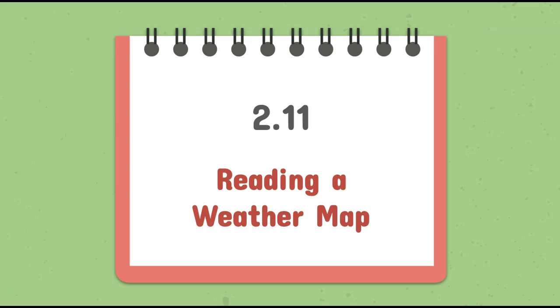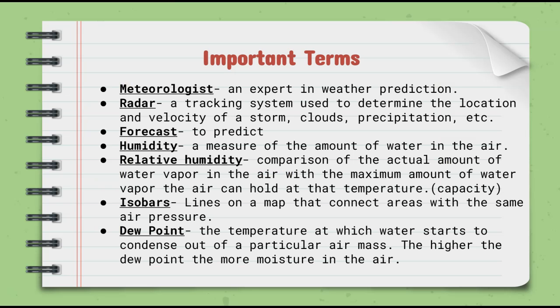So let's get out our online notebook. Make sure that's opened up in a separate tab. Please title this section 2.11, and it is titled Reading a Weather Map. So we're going to start off with some important terms. Some of these terms you may know already, and that's okay. I completely understand you do not have to write all of this down. Write the things that you feel you need to write down. So if you know one of these terms already, there's no need for you to type it in your online notebook. But let's get through these.